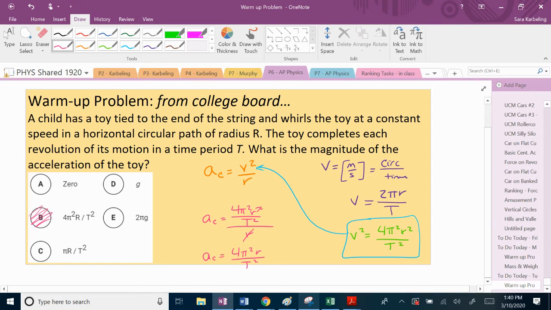Sweet. So this is related to stuff we've been doing, yes? Okay. This is the kind of thing that you would see on an AP exam, right? This is from College Board. They wrote this. I just stole it.